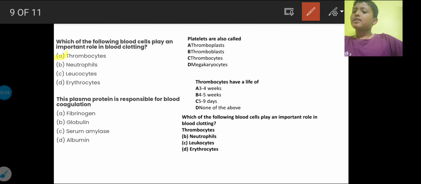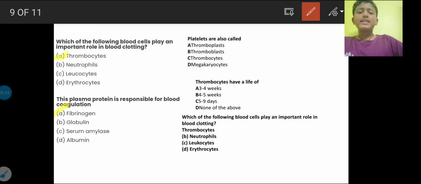And the next question. Which plasma protein is responsible for blood coagulation? Coagulation means clotting. Fibrinogen, globulin, serum amylase and albumin. The protein responsible for coagulation that is present in the plasma is fibrinogen. The correct answer is fibrinogen, option A.